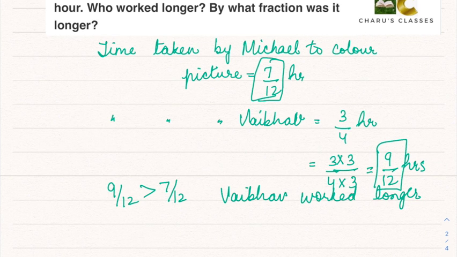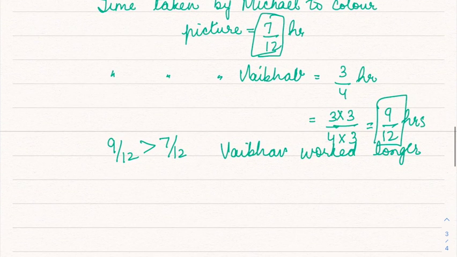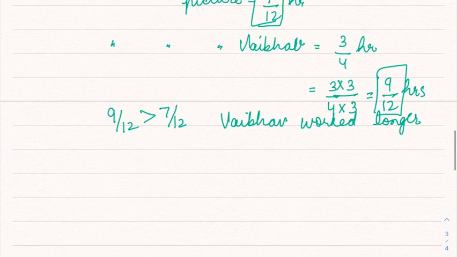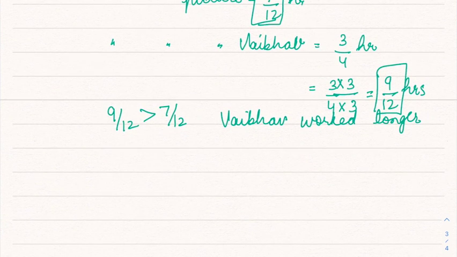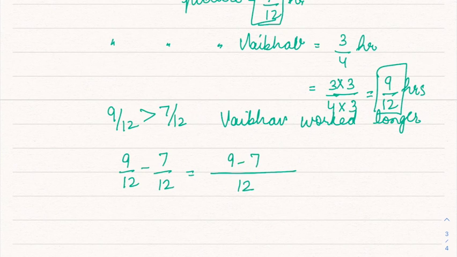By what fraction was it longer? So they are also asking by what fraction it is longer. That means we have to check the difference between their timings. So 9/12 minus 7/12, both are like fractions, the denominators are the same. So we will write it once and do the subtraction of the numerators. This gives us 2/12. We can simplify it further. 2 1s are 2, 2 6s are 12. So basically it's by 1/6 of an hour that Vaibhav worked longer.